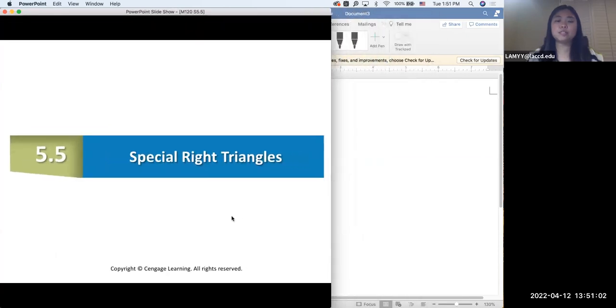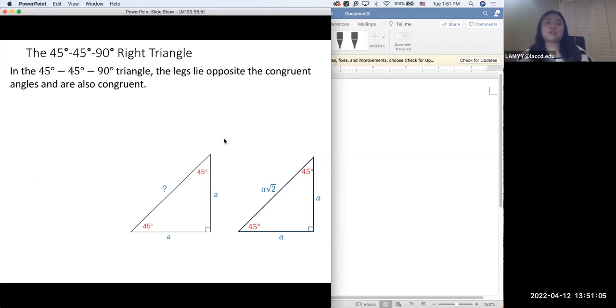Okay, special right triangles. The first one I'm going to introduce is called the 45-45-90 right triangle. You can see this is a right triangle, meaning one of the angles is 90 degrees, and the other two are 45 degrees and 45 degrees. We call this one of the special triangles. I need you to remember this picture. I'm going to explain it later.